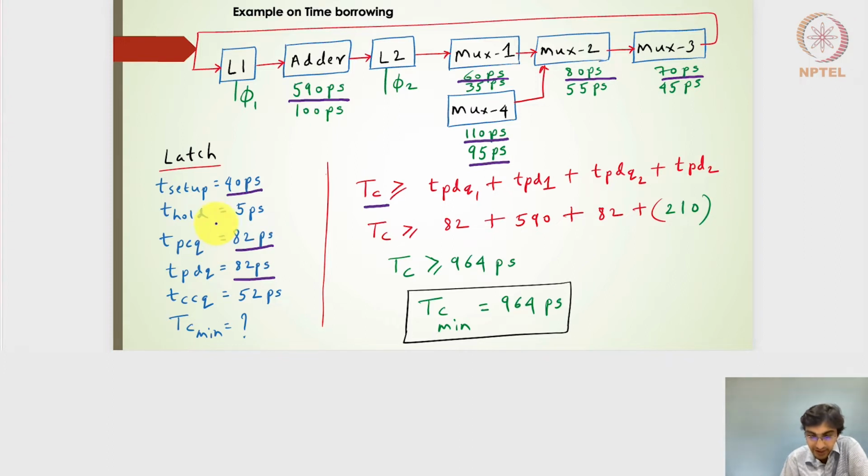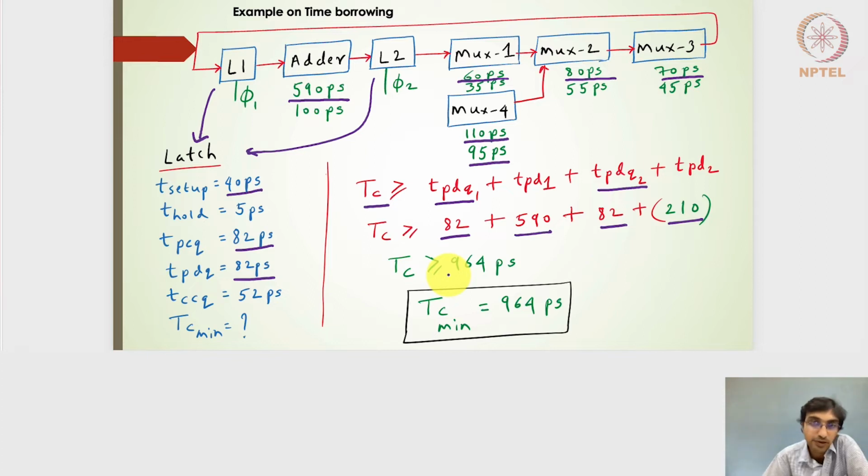I'm assuming that the latches L1, L2 and L3 have the same characteristics, so I'll use the TPDQ1 and TPDQ2 parameters to be the same, as given here. So I will use 82 and 82, and then in between the propagation delay of the adder is 590 picoseconds, and the propagation delay of these 3 blocks is 60 plus 80 plus 70, which turns out to be 210. So this is 210 and this is 590. If I add all these 4 components, I get 964. So I can have the minimum clock time period as 964 picoseconds.